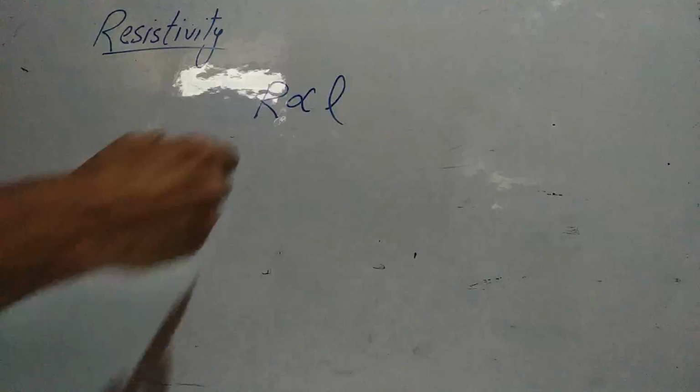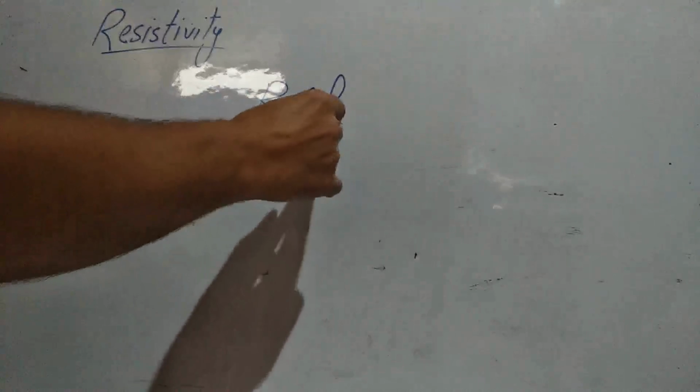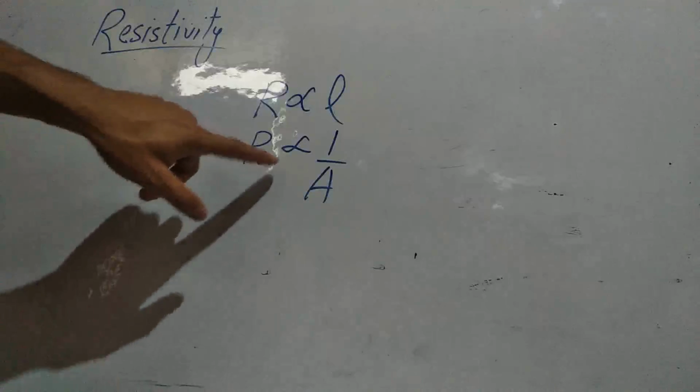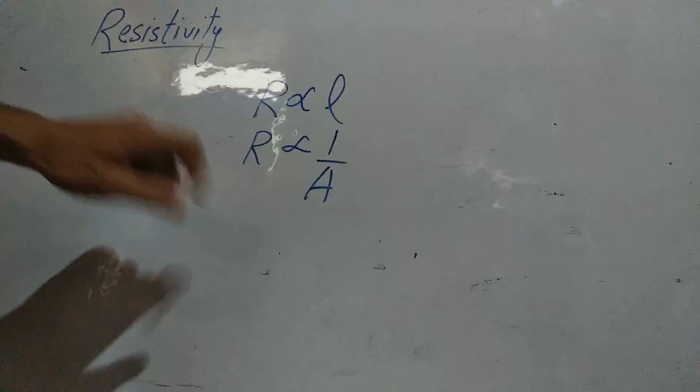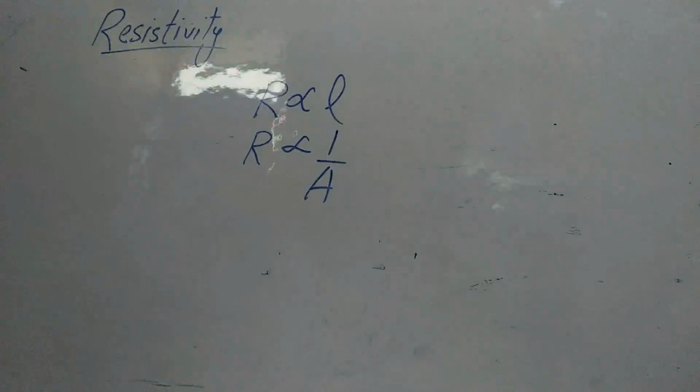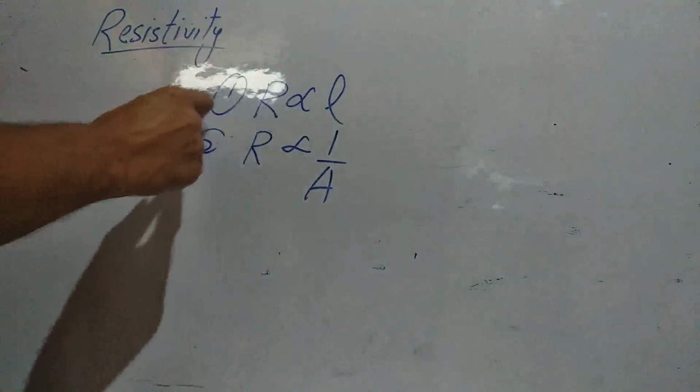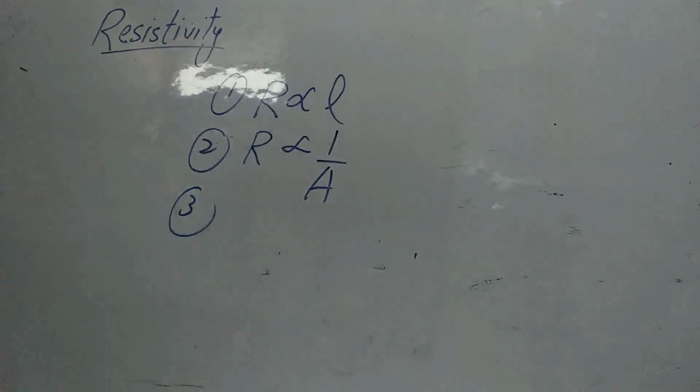And we said that the resistance is inversely proportional to the area of cross section of the conductor. As the area of cross section increases, the resistance decreases. So this was the first factor and this was the second factor. The third factor was that the resistance of the conductor depends on the nature of the material.